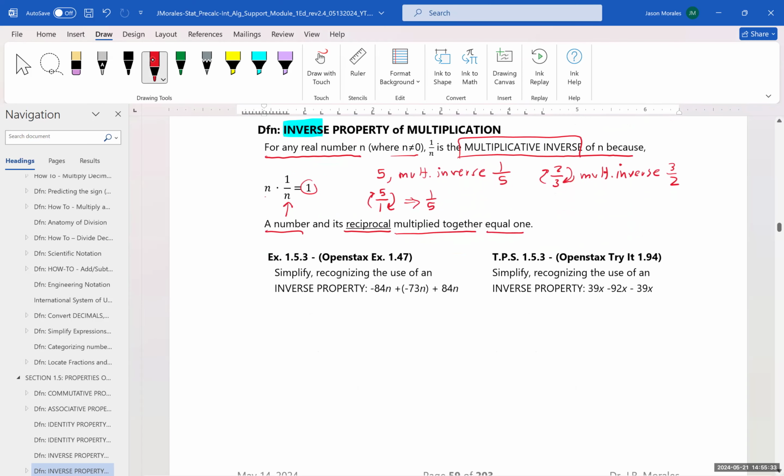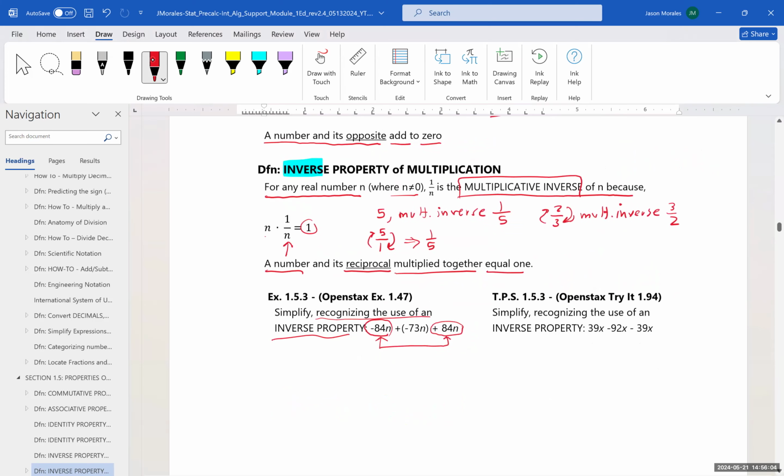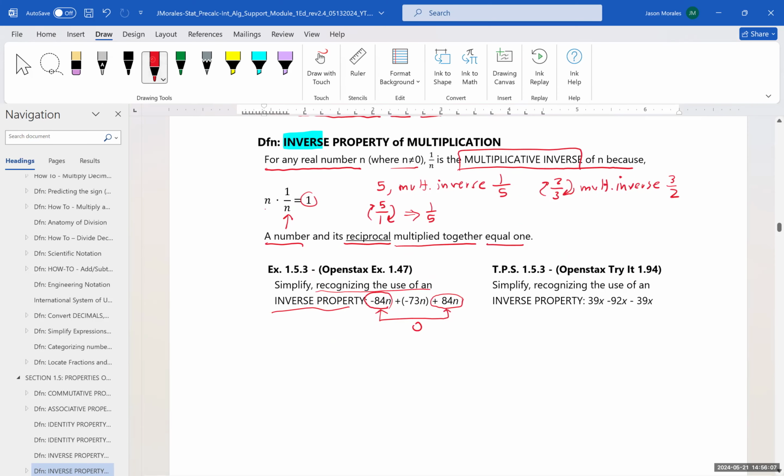So let's look at an example. This first example: simplify, recognizing the use of the inverse property. All three of these terms are like terms, but what you should notice is that this one is a negative 84n, and this is a positive 84n. So these two added together, because they're additive inverses, using the inverse property of addition, that'll come out to 0. And so we're left with just negative 73n for an answer.